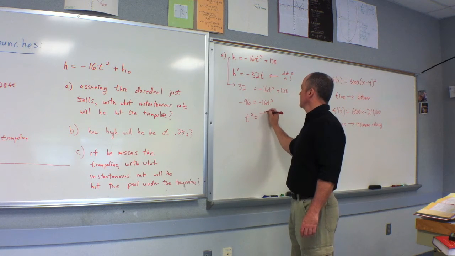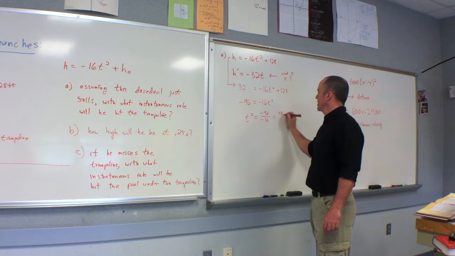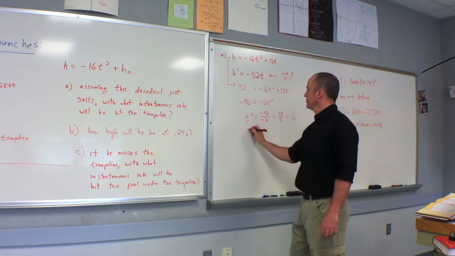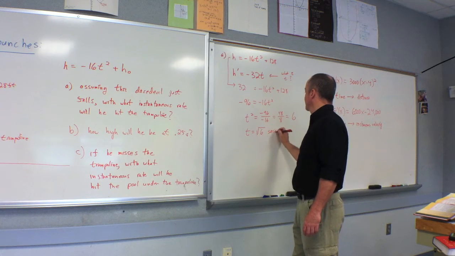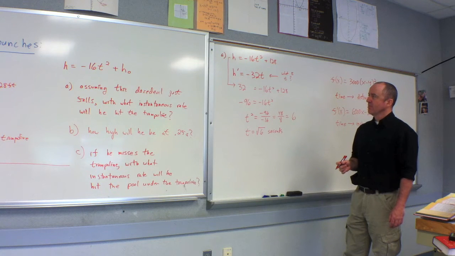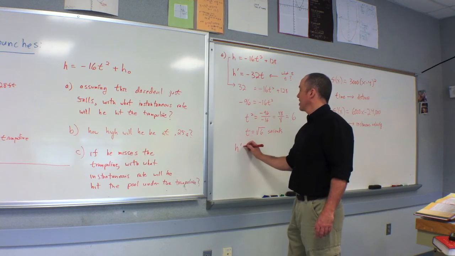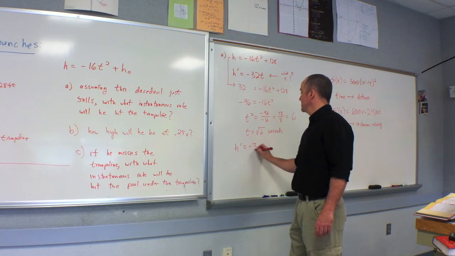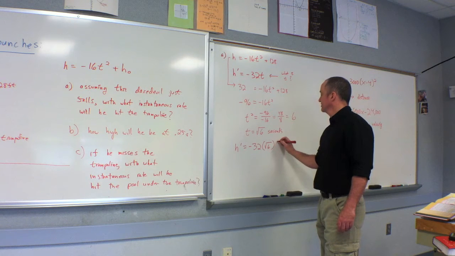So t squared is going to be negative 96 over negative 16, or positive 48 over 8, or positive 6. So t is going to be root 6 seconds. Does that make sense? So what is his instantaneous velocity when he hits it? H prime at this moment in time is negative 32 times the square root of 6 feet per second.